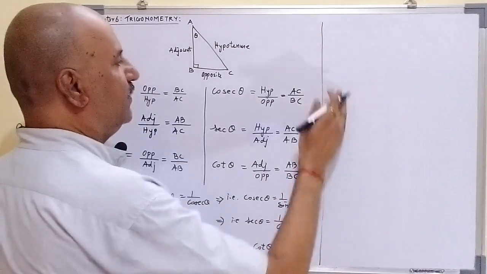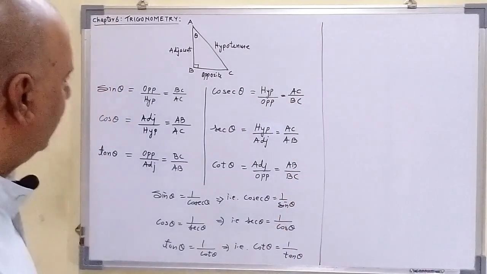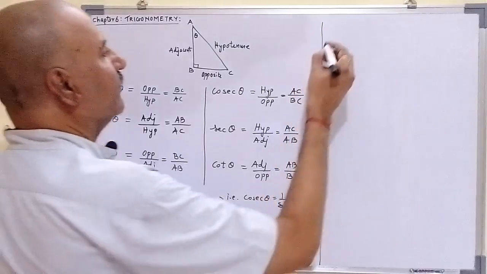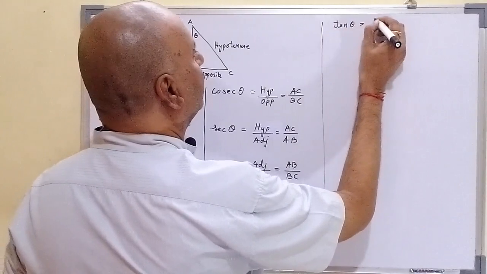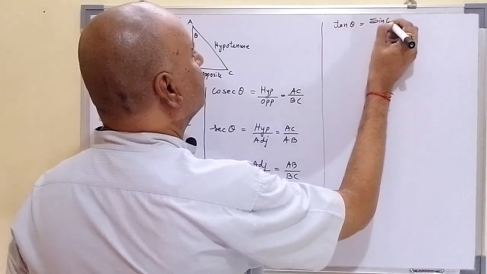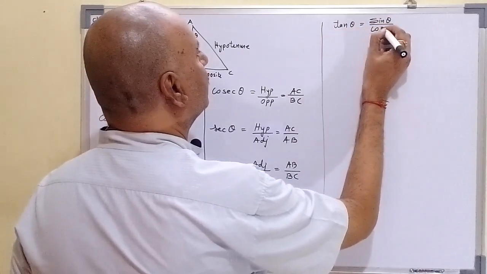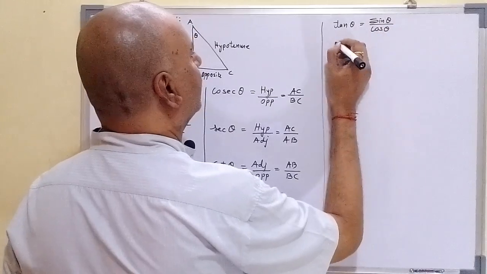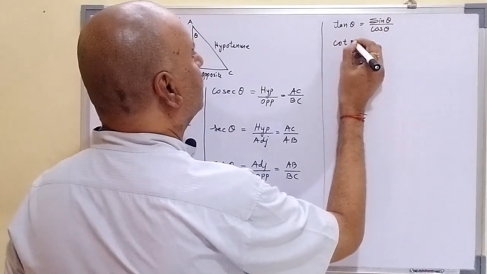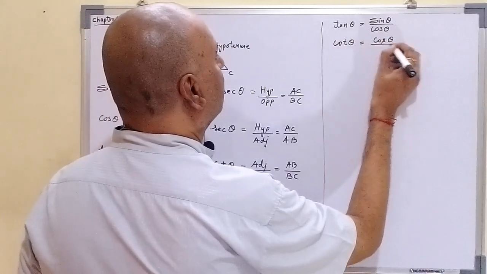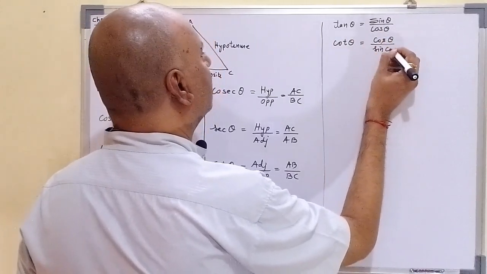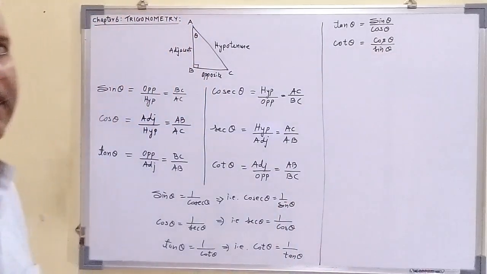One more piece of information: tan theta is sin theta upon cos theta, and cot theta is cos theta upon sin theta.